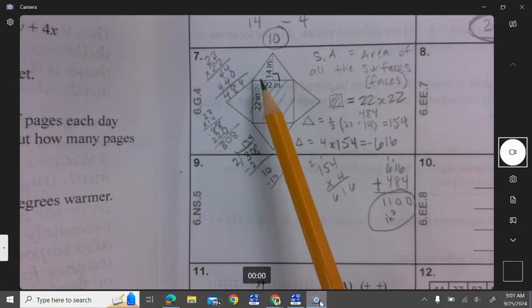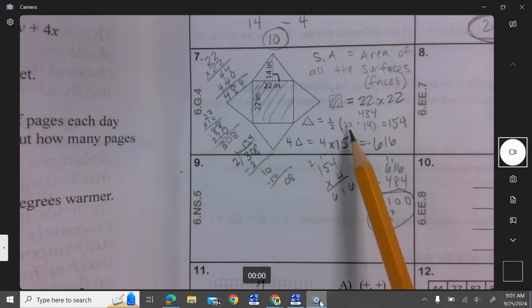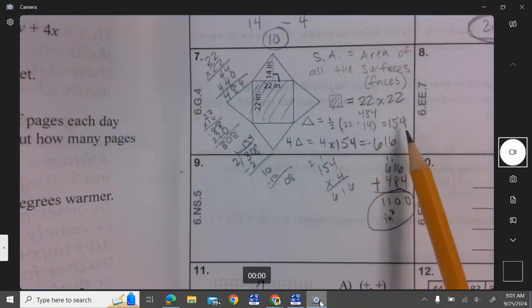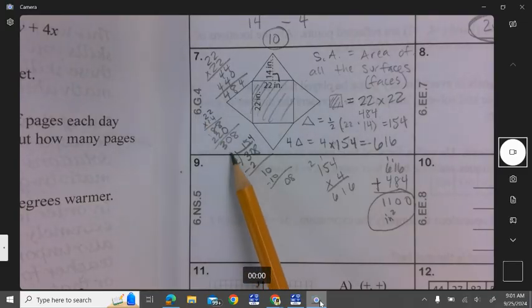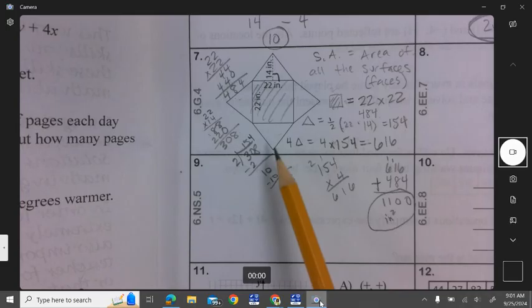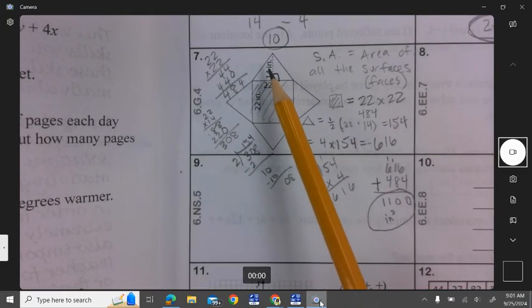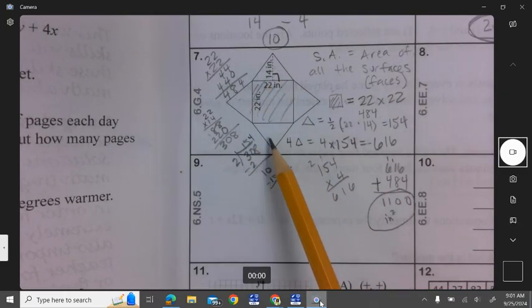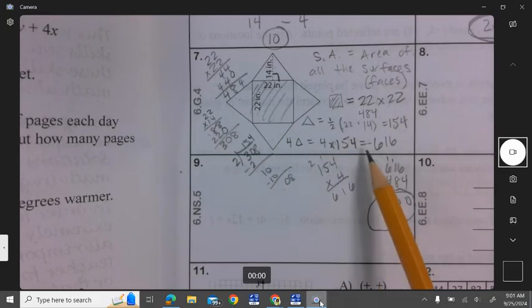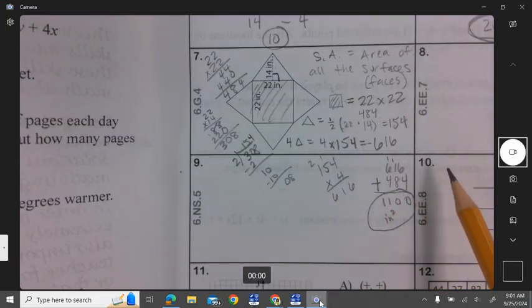The area for a triangle is 1/2 base times height, which is 154. The work is here. First I multiply the base times the height, and then I multiply it times 1/2, which is the same as dividing by 2. So one triangle is 154 for the area, and how many of them do we have? We have 4 of them, which gave me 16.